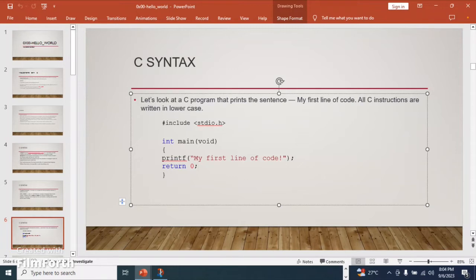This second line is the main function, and your program cannot run without the main function, because when your program starts running in a computer, the operating system will call this function so that it can access everything that is inside, so it can run the code that is inside. So this main function is a very important function. We'll talk about that later. So don't get it twisted.